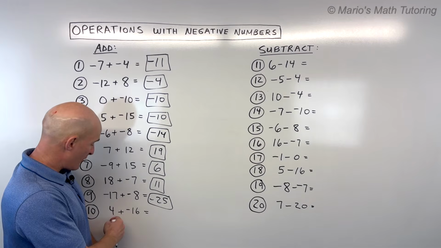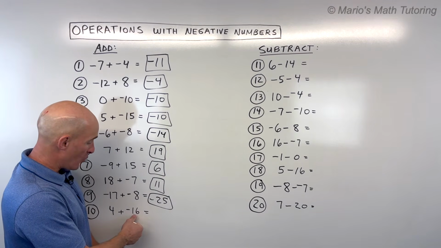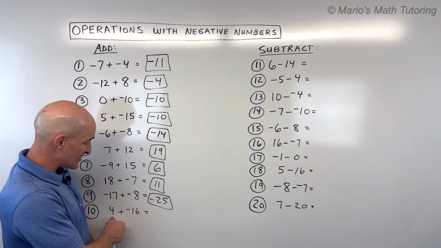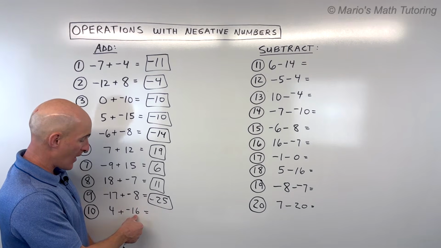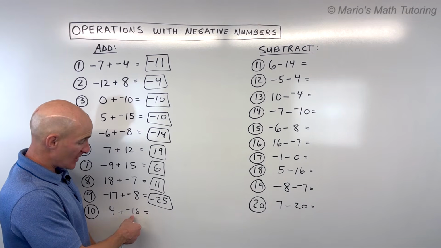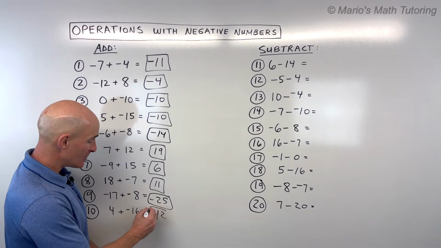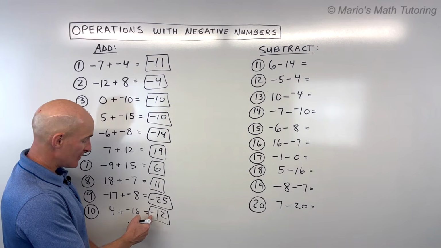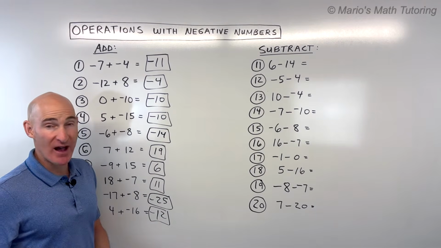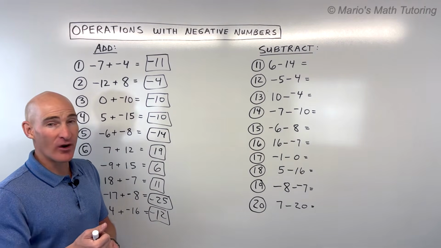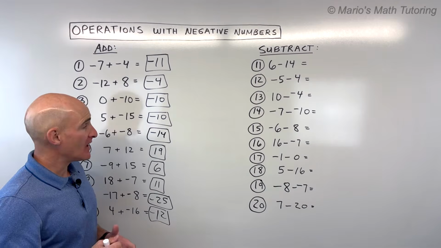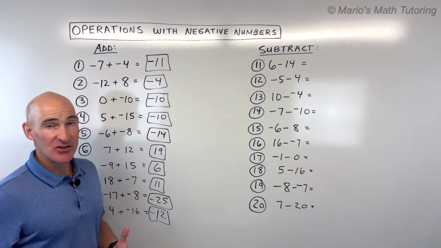For number 10, now we've got 4 plus negative 16. Oh, now we've got more negatives than positives. See, 16 is bigger than 4. How much bigger? Well, 16 minus 4 is 12, so it's 12 more negatives than positives, so the answer is going to be a negative 12. If we had more positives than negatives, the answer would be positive. So it's kind of like that tug-of-war.